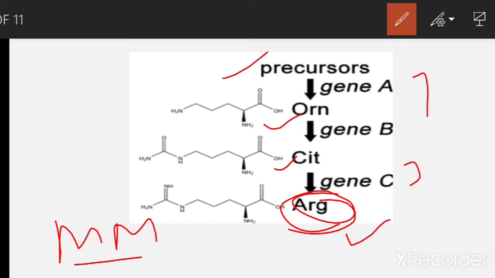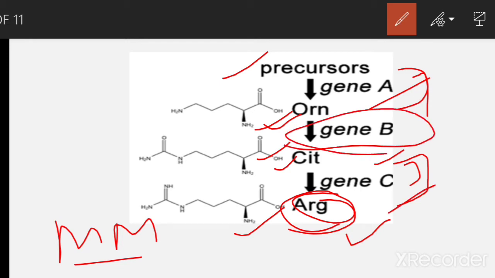As we can see here, the precursor is converted to ornithine by a product of gene A, that is the enzyme A, and the product of gene B, that is the enzyme B, converts ornithine into citrulline, and then this citrulline is converted to arginine with a product of gene C, that is the enzyme C. So if there is a mutation in gene A or in gene C, it will not be able to produce the arginine, and if there are the wild type gene A and gene C, and there is a mutation in gene B, then also there will be no biosynthesis of arginine.